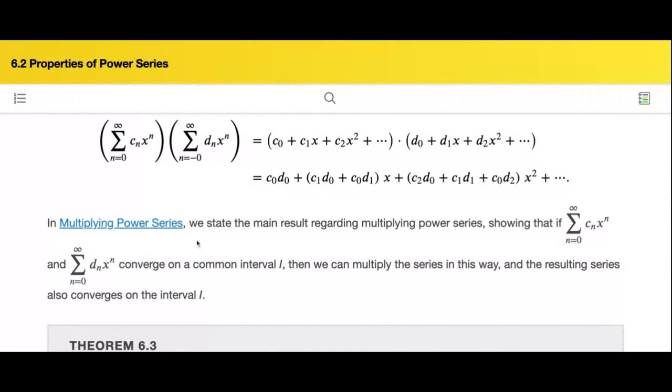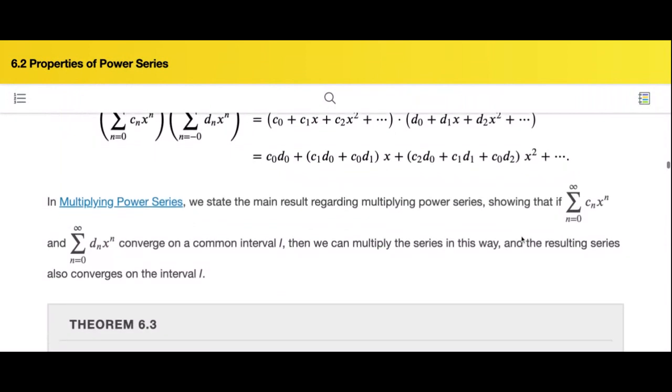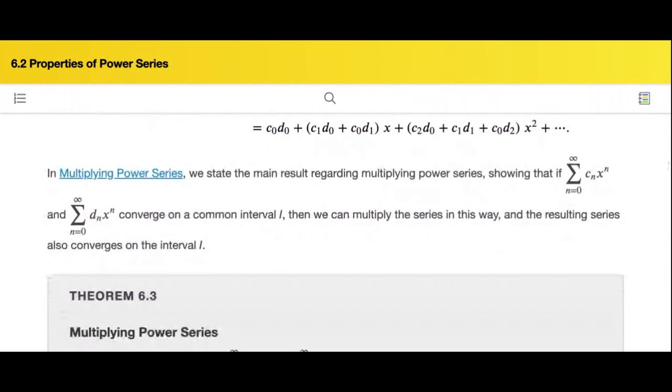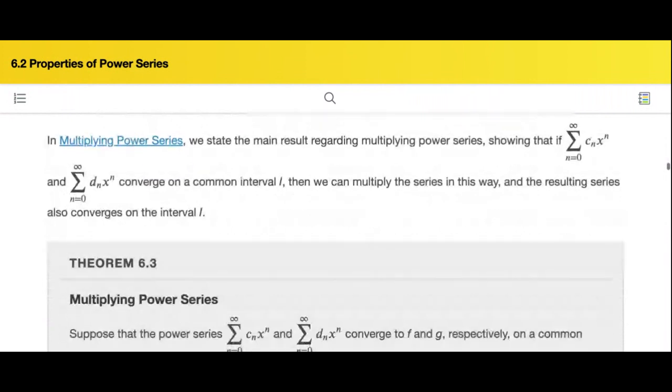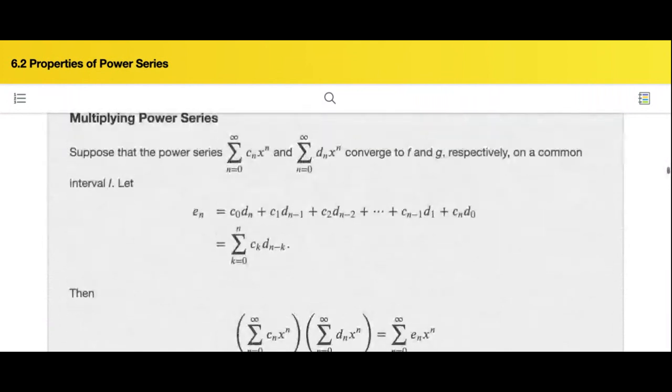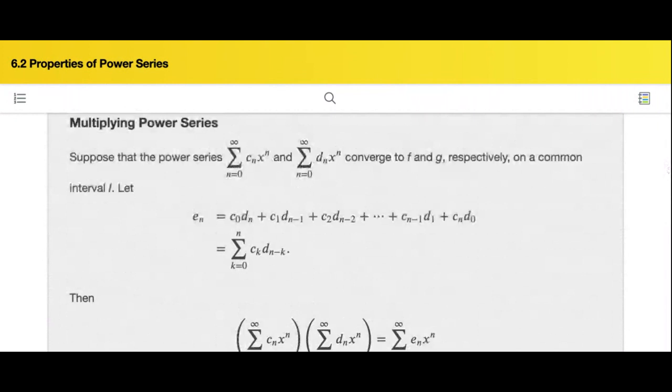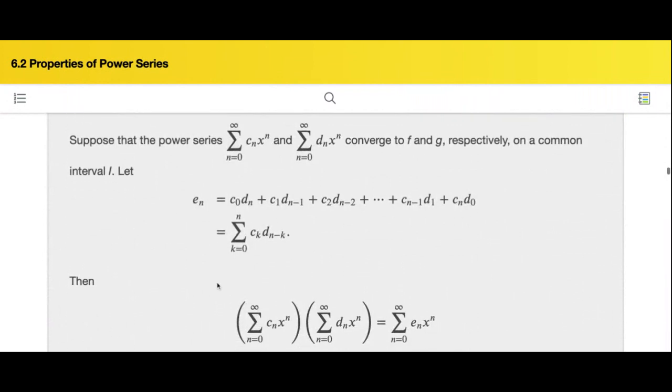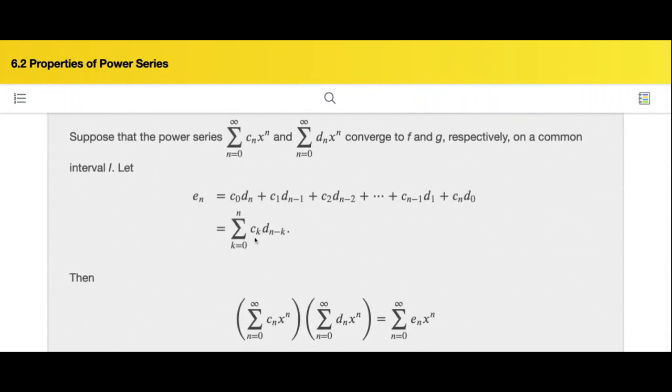In multiplying power series, we state the main result, showing that if Σ c_n x^n and Σ d_n x^n converge on a common interval, then we can multiply the series in this way, and the resulting series also converges on the same interval. So this is saying let e_n represent all those terms. So e_n can be represented as a sum of c_k d_(n-k) terms.